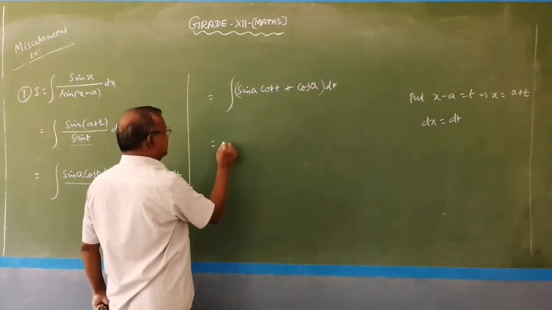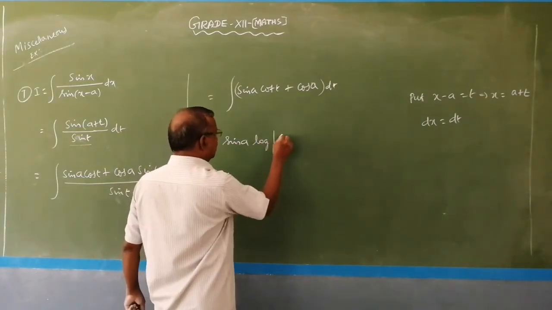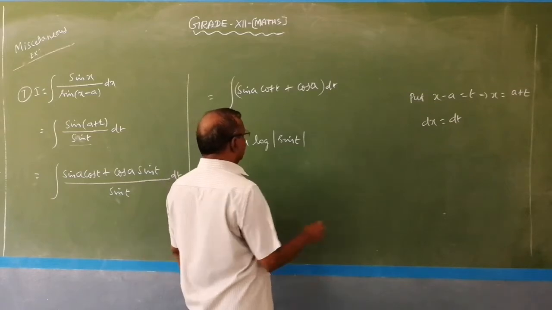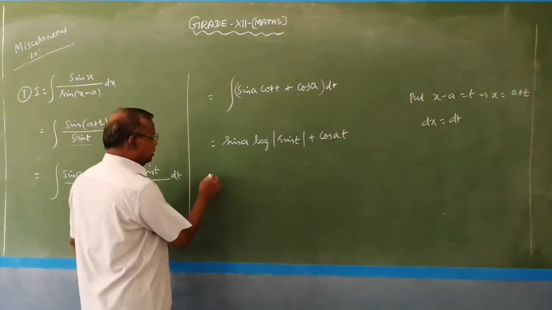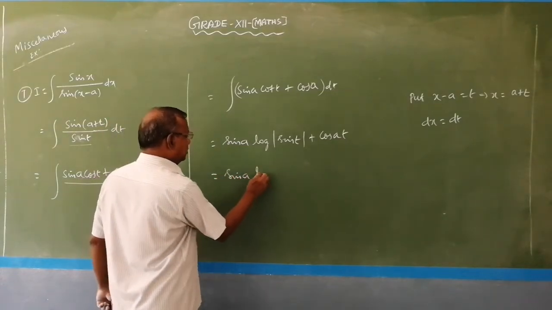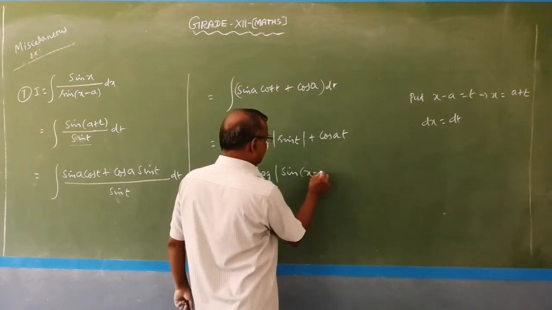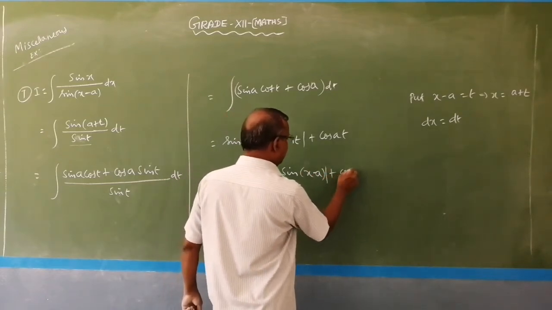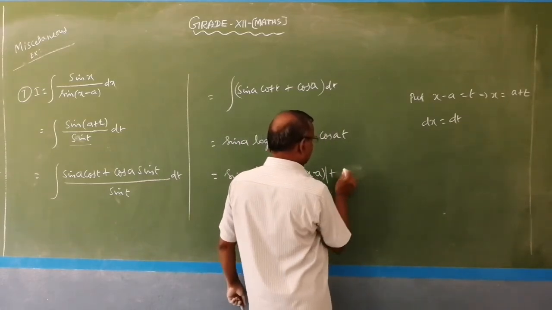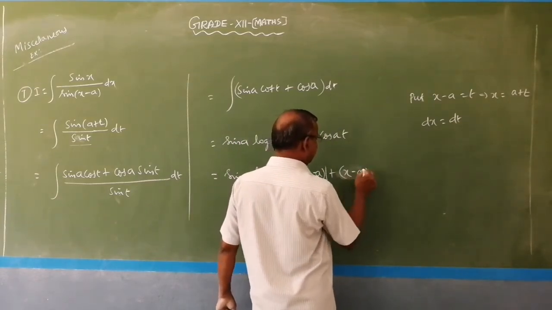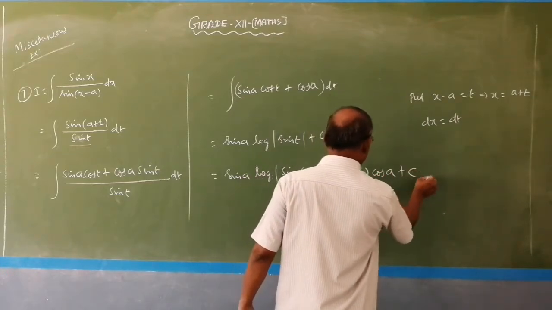So, this is equal to sin a into, for cot t it is log of modulus of sin t, plus cos a into t. So we have sin a into log of modulus of sin of x minus a, and plus cos a into t means x minus a into cos a, plus c. So, this is the answer.